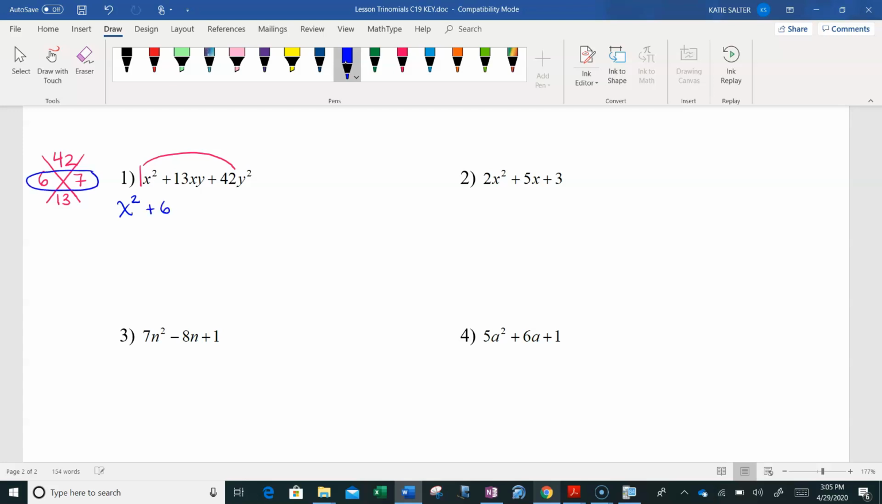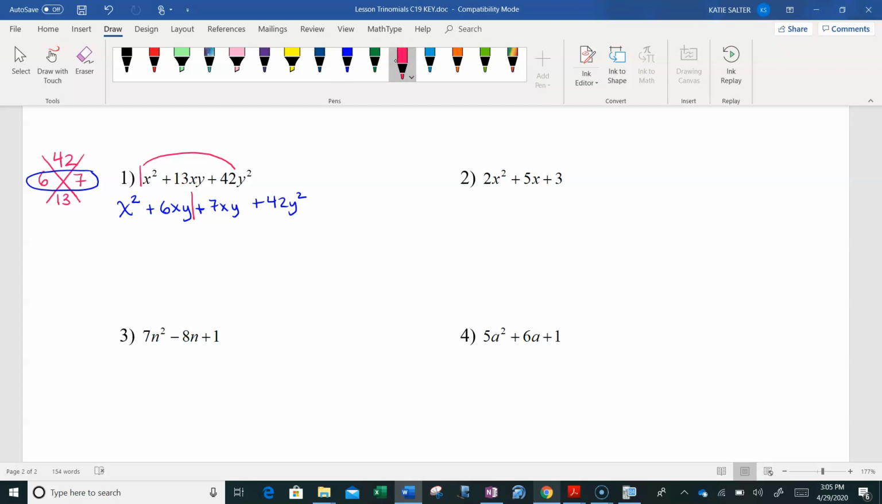So we're going to say plus 6xy plus 7xy. Remember, that is because those would add back to 13xy. Everything we write is equivalent. Plus 42y squared. And then we're going to use our grouping method.